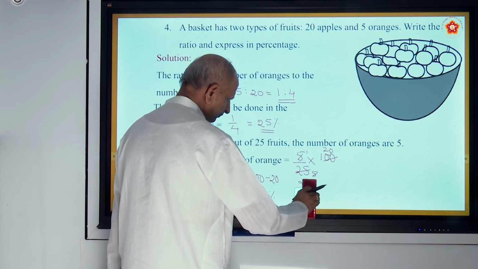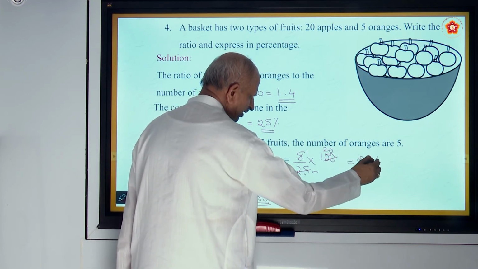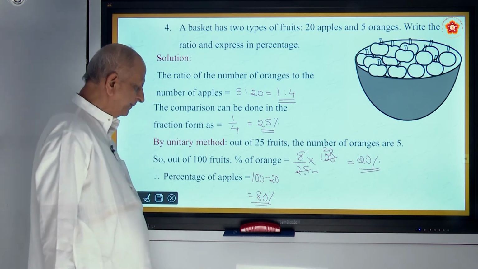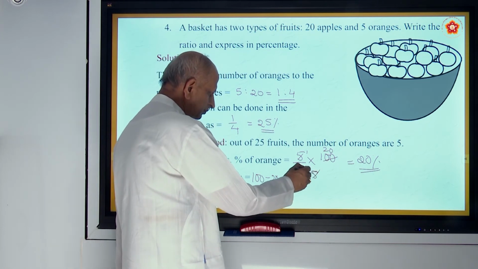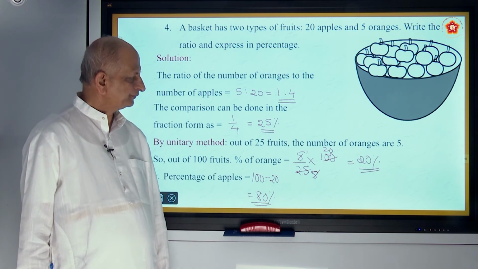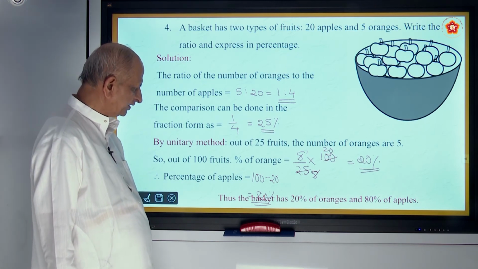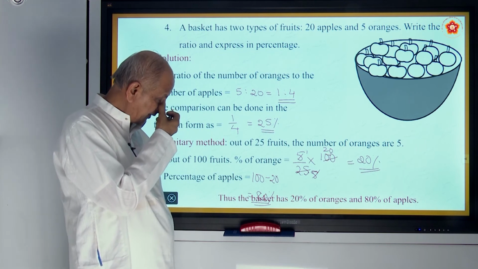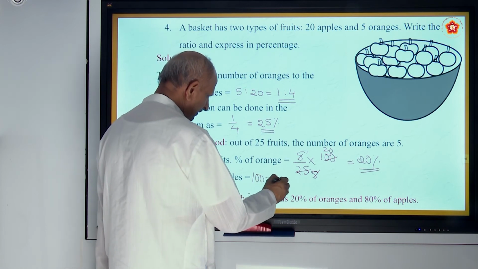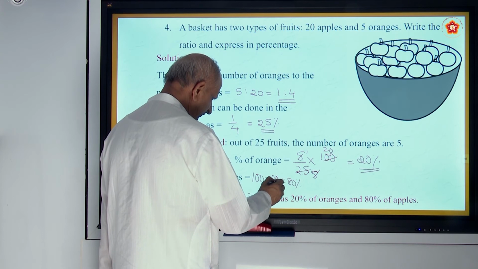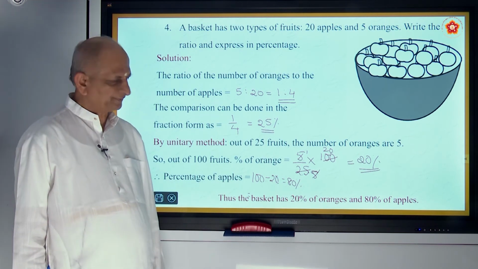Okay, you can put it here to make it clear. So, percentage of oranges is 20%, percentage of apples is 80%. Followed? That is the answer for that question. Okay. So, thus the basket has 20% of oranges and 80% of apples. Correct? So, apples are 80%. Final answer is 20% oranges, 80% apples. That is the answer for that question.